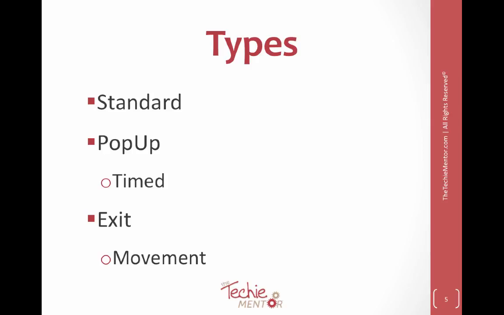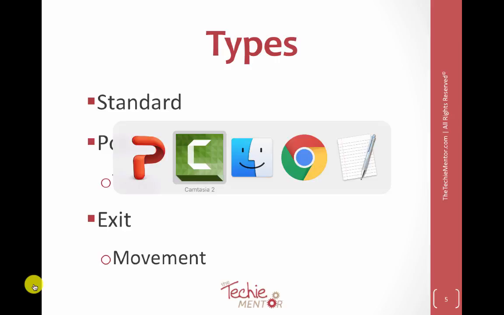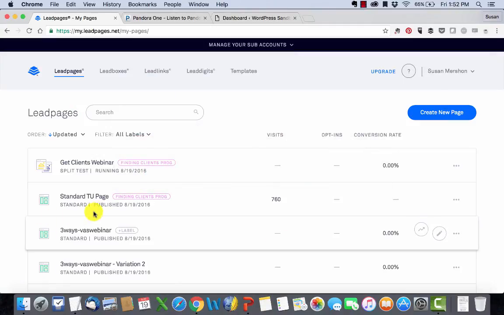And there are different types that you use. There's a standard opt-in box, which is just the standard opt-in box that stays on the page at all times. There's the pop-up opt-in box, which you'll see a lot of times. It will pop up after a specific timed amount. And then there's the exit box that pops up after a movement. Usually the movement is your mouse moving to one of the corners, which means you're going to close the program, and then it will pop up. So each of these has a timed option.